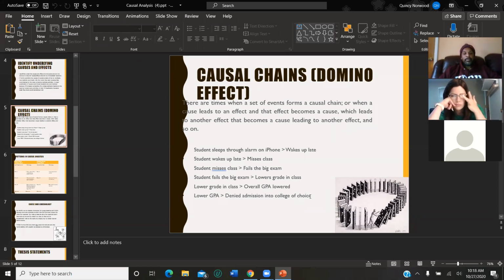Think about that in your paper. You don't have to have causal chains in your paper, let me just say that. But when you're drafting your own essay, are there spaces where a causal chain would be appropriate? The response to that question will be relative to your essay.